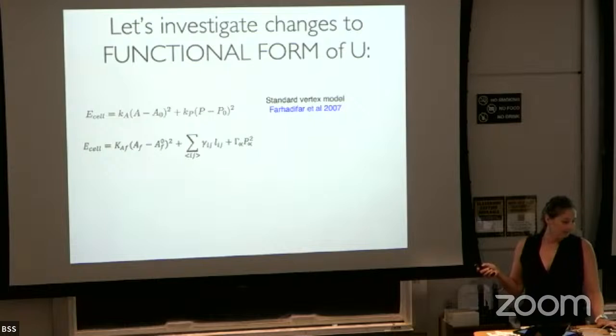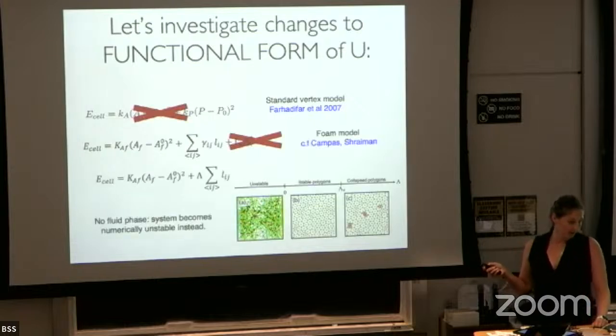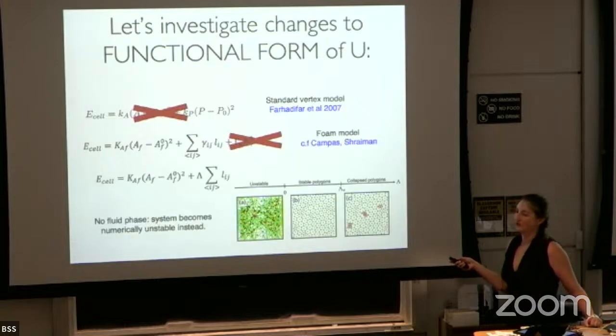The first thing you can do is say, well, what if I just get rid of this squared term? If I get rid of this p squared term, I just don't believe it exists. I don't do this anymore. And so now I'm left with something that looks like an active foam model. And there's a couple of papers that have this type of model.